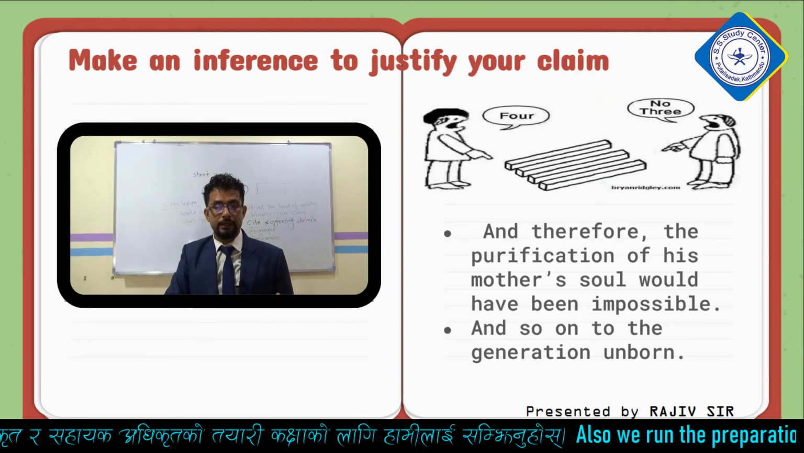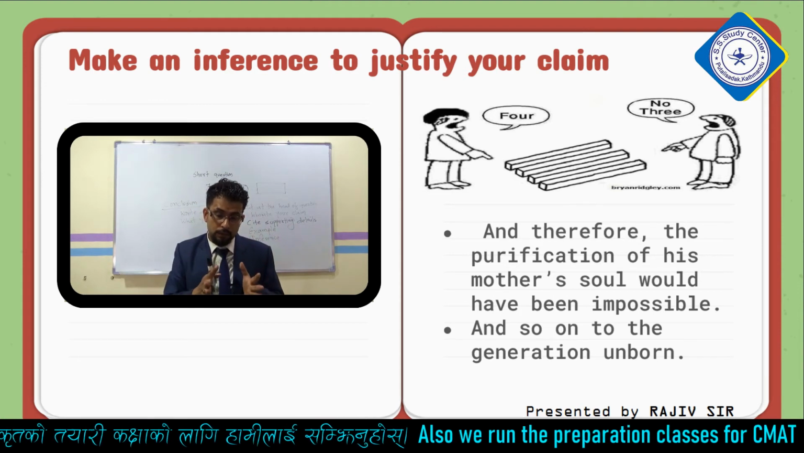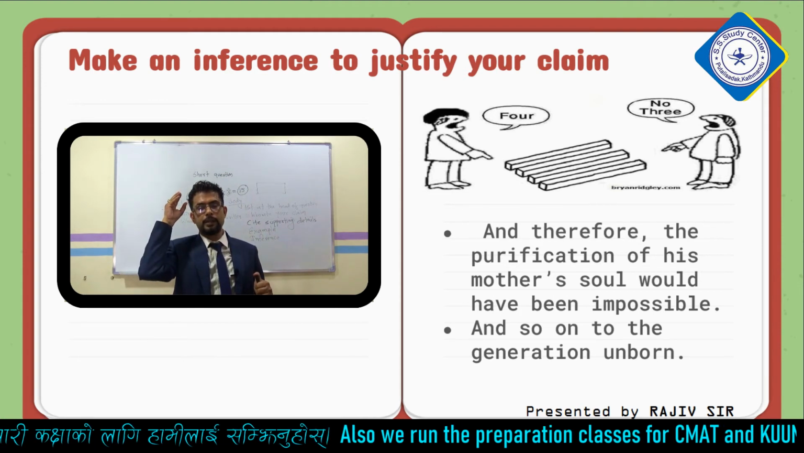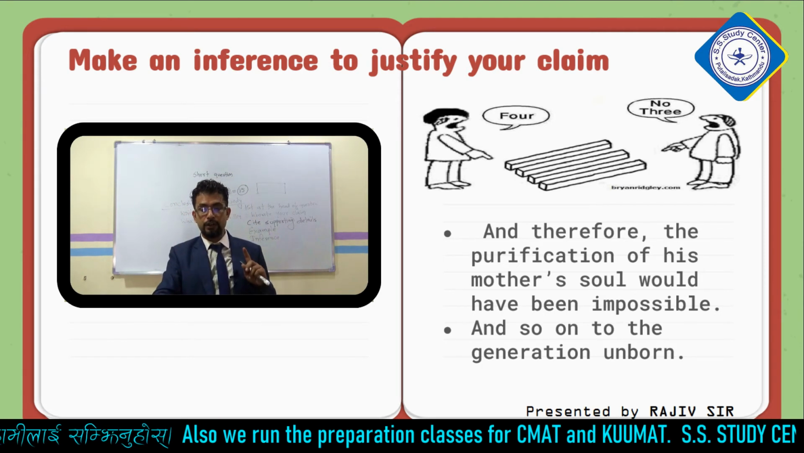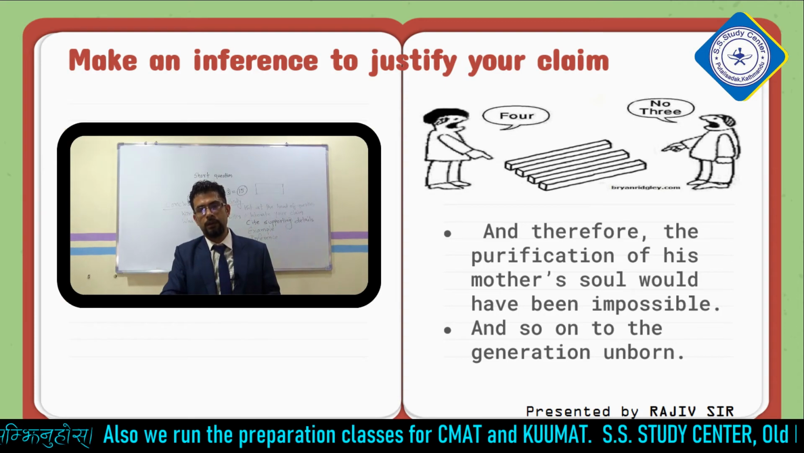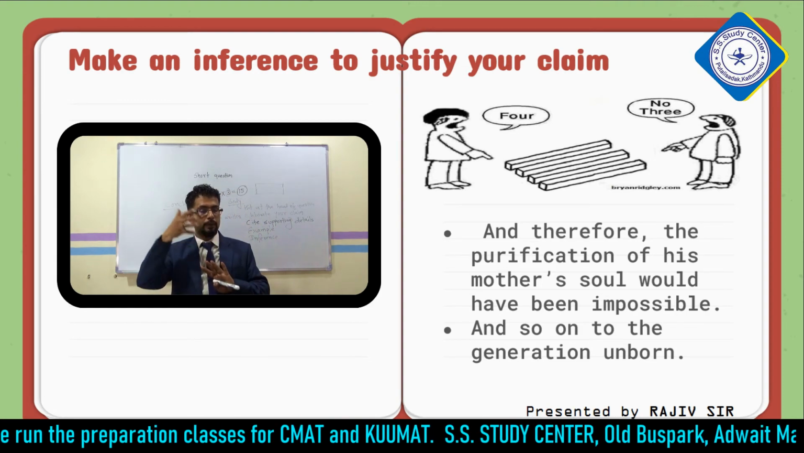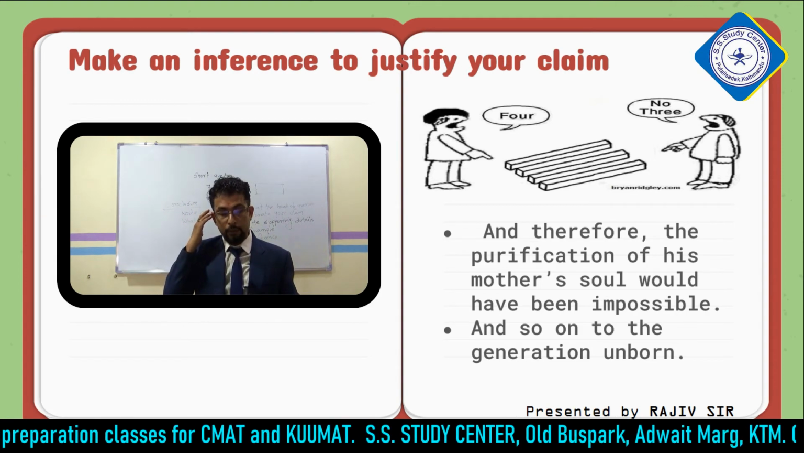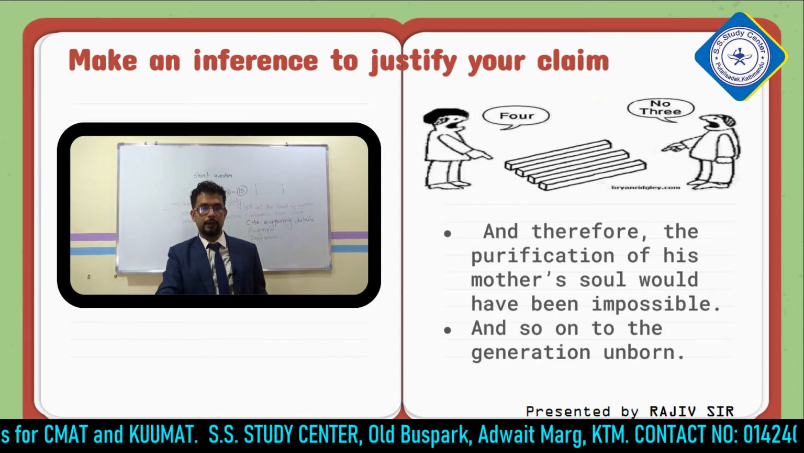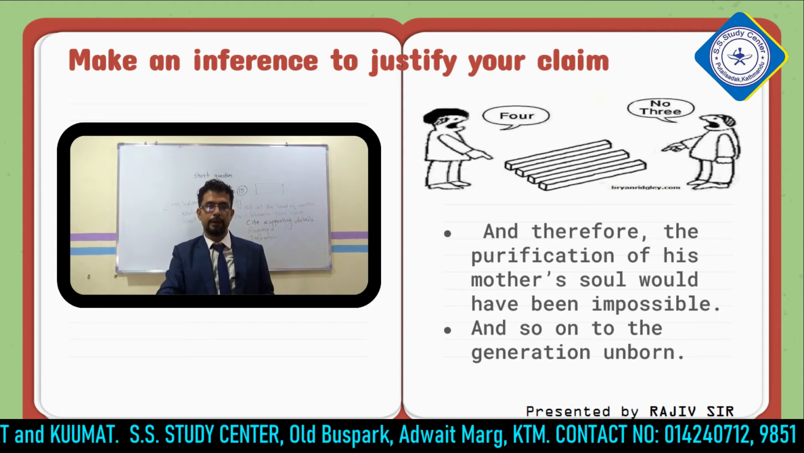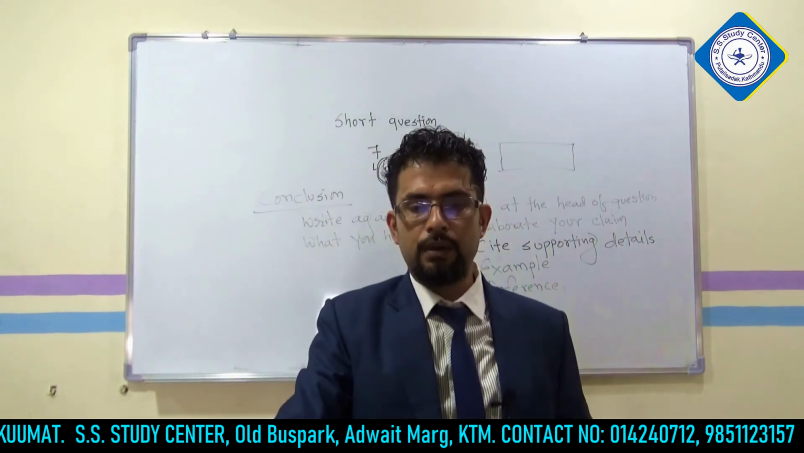Now make the inference to justify your claim. How do you justify your claim? And therefore, the purification of his mother's soul would have remained impossible, and so on to the generation unborn. When you say so, you are making an inference. Therefore, the purification of his mother's soul would have been impossible, and so on to the generation unborn. That's why he killed that boy. Now the conclusion. Write again what you have written. Conclusion, you know how to write it.